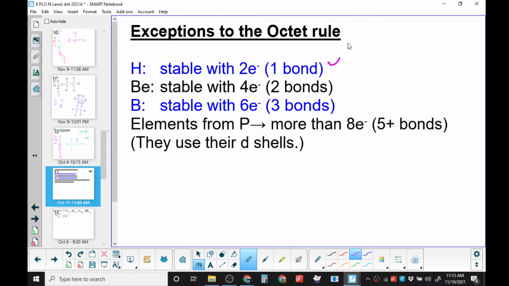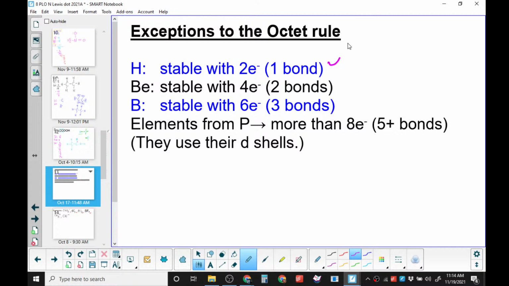beryllium, and we can convince it to undergo some covalent bonding even though it's a metal, is happy with 4 electrons, 2 bonds. Boron, on the semi-metals, so it can definitely engage in some covalent bonding, is stable with 3 bonds, or 6 electrons. And everything from phosphorus onwards will not demand an octet, but if it's a central atom, it can have more than 4 bonds. It can have 5 plus. 8 is a common amount for them to do. What they do is they end up dipping into their D shells, and they just use those electrons for more bonding points. Yes?